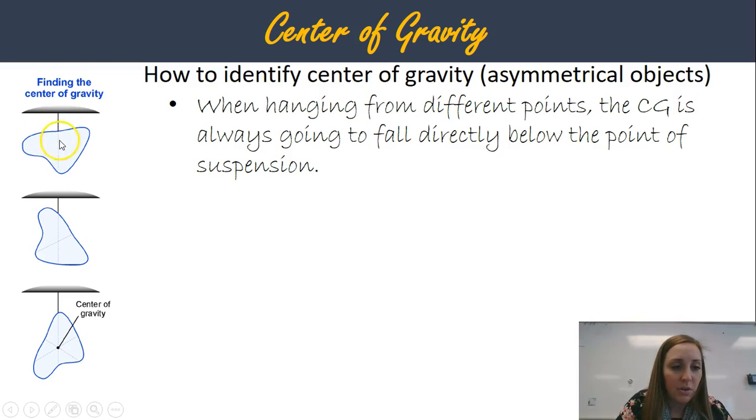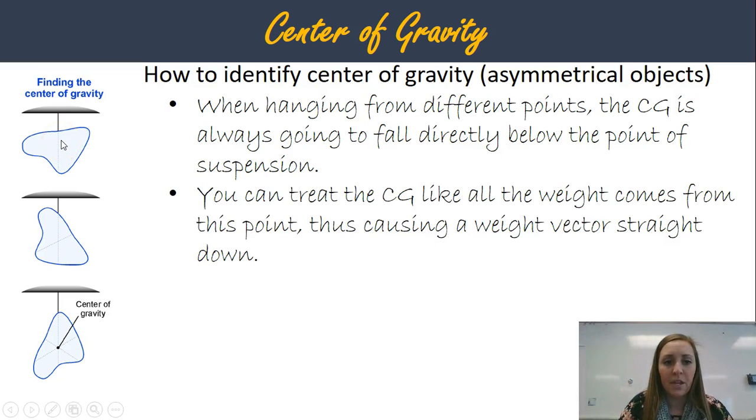it's still right down the center, and it could have turned on its own if that wasn't the center of gravity. So you can treat the center of gravity like all the weight comes from this point, thus causing a weight vector straight down. If you're asked to label the weight at the center of gravity, you're going to find the center of gravity and then just draw that force vector.